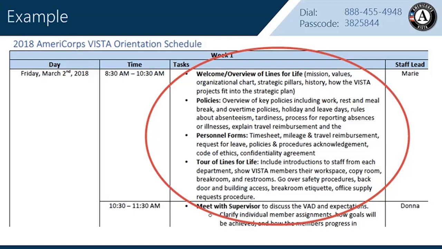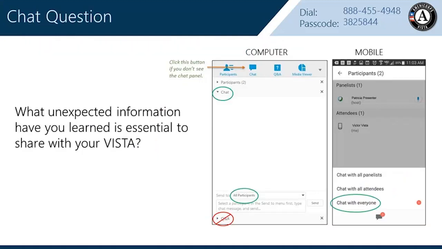I know that many of you have strengths in other areas. While I happen to be the one presenting today, I think there's more knowledge on the other side of the webinar from all of you. So I want to take a second to hear from you in a chat. Jessica? Thanks, Ryan. So what unexpected information have you learned is essential to share with your VISTAs?